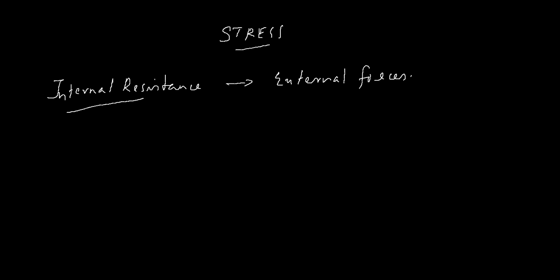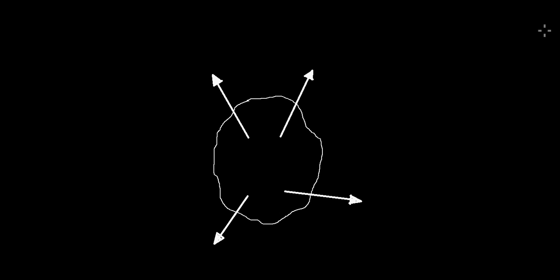For that, let's consider a body which is under the action of a couple of forces, say F1, F2, F3 and F4, and we also assume that the body is in static equilibrium. So the body shown here is acted upon by four forces, F1, F2, F3 and F4, and still is in static equilibrium.